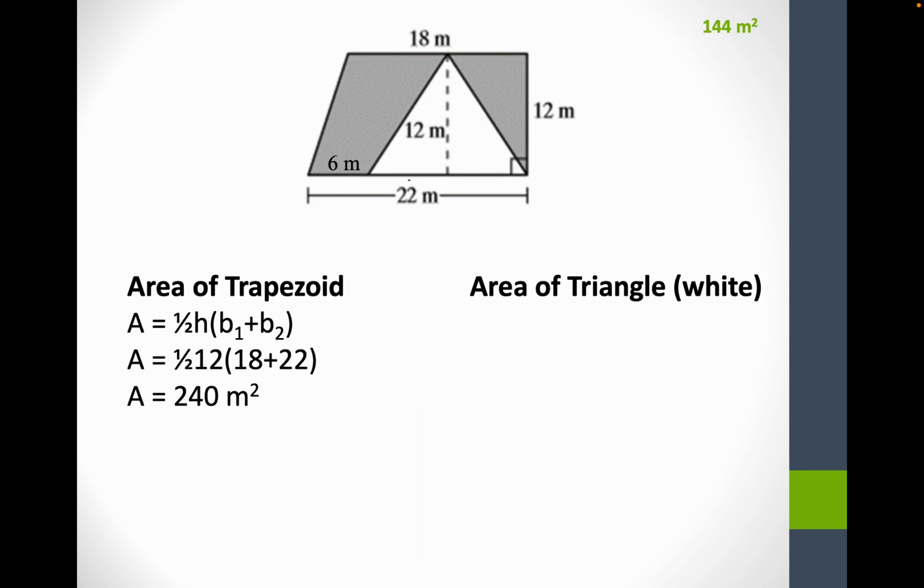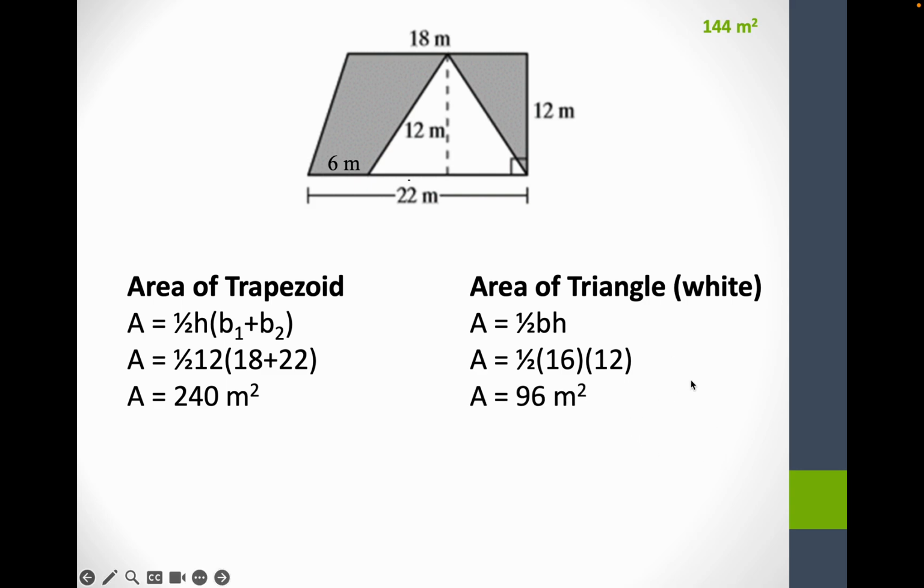Next, we're going to find the area of that white triangle inside. The base of that triangle would be 16. If you take the total distance of 22 and subtract 6, you're left with 16 meters for that base of the triangle. The height again is 12, which gives us a total area of 96 meters squared. And in this case, instead of adding the two, we're going to subtract the triangle from the trapezoid for a remaining piece of 144 meters squared.